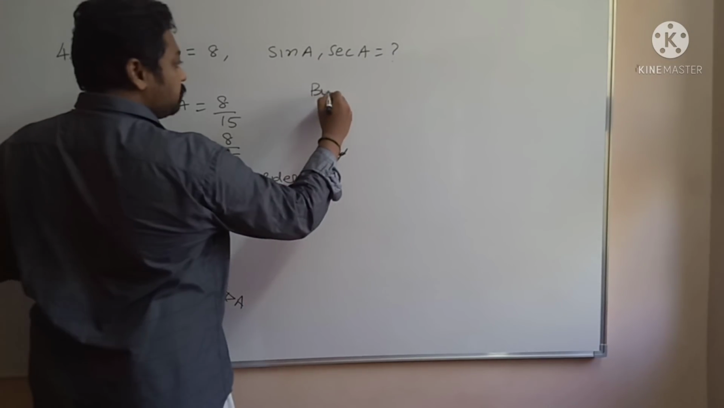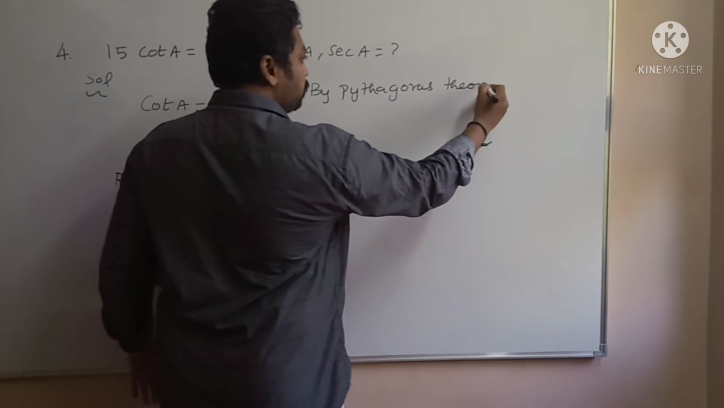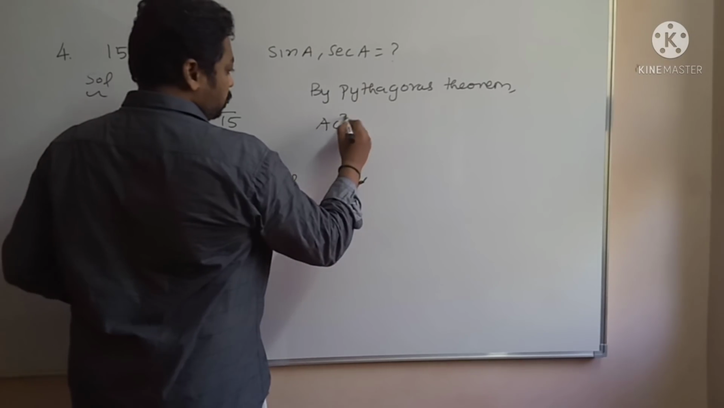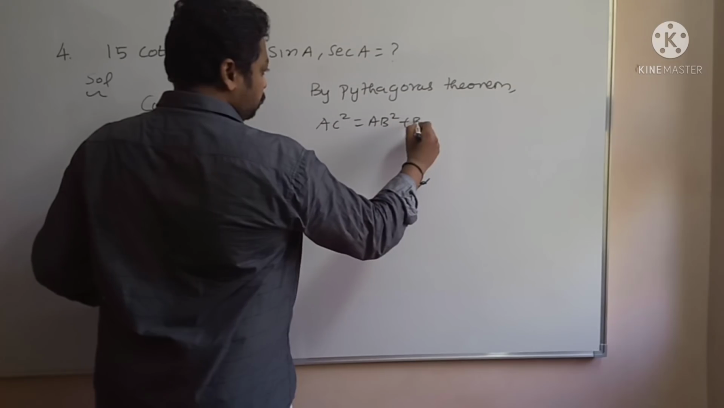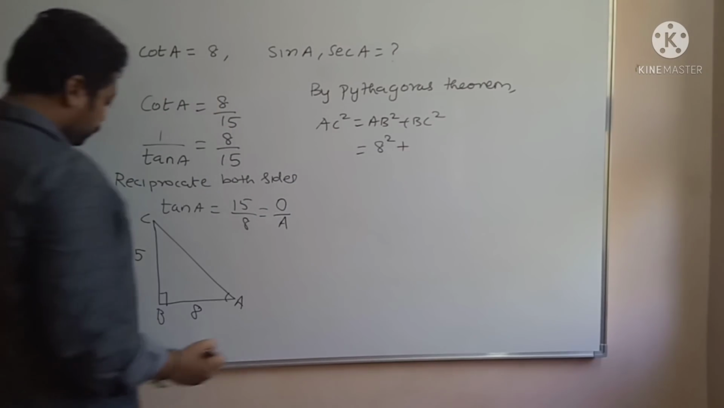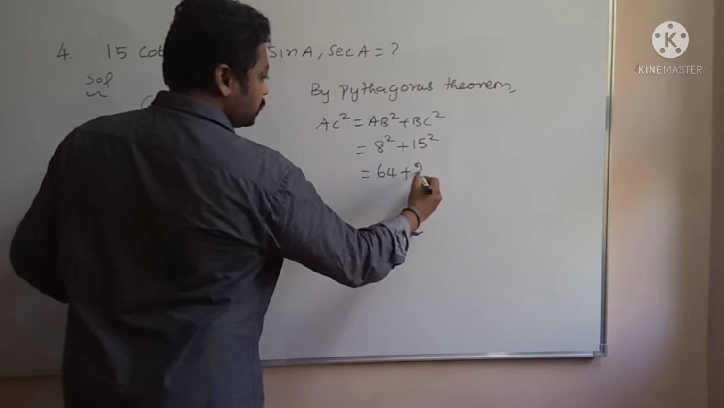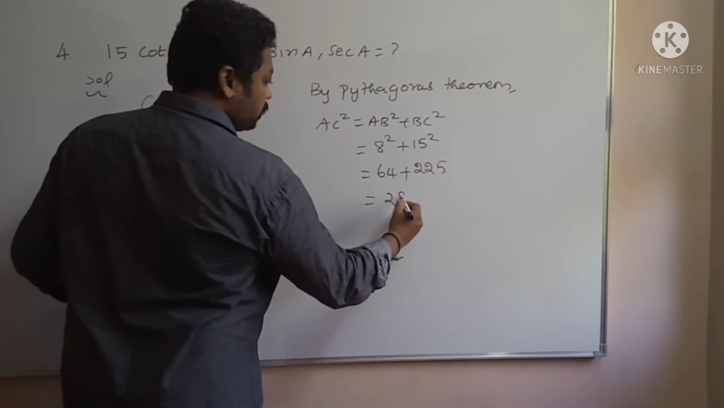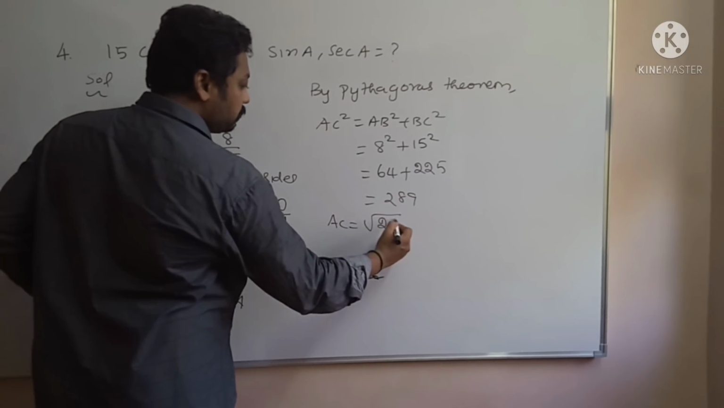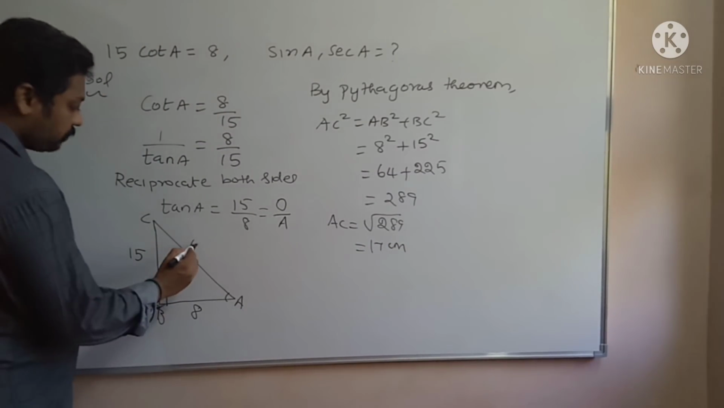By the Pythagoras theorem, AC square is AB square plus BC square. What is AB square? 8 square plus BC square, which is 15 square. So 8 square is 64, 15 square is 225. So it is 289. So AC square is 289. What is the square root of 289? Yes, it is 17 centimeters, right? So AC we have found as 17.